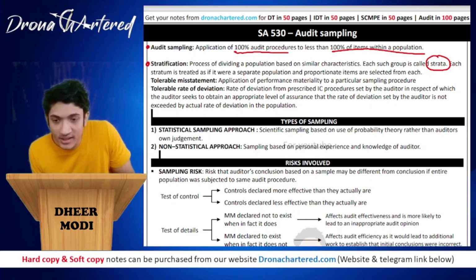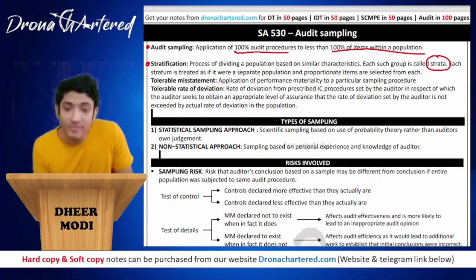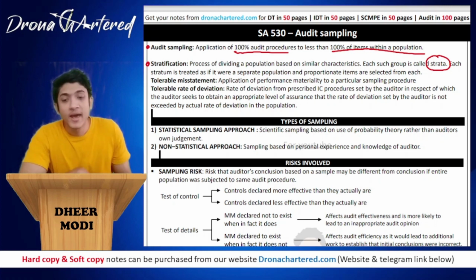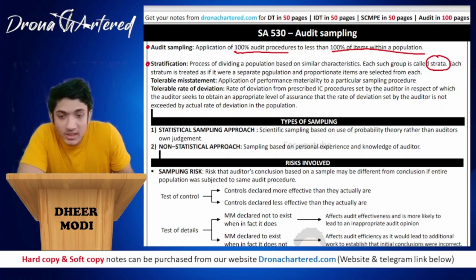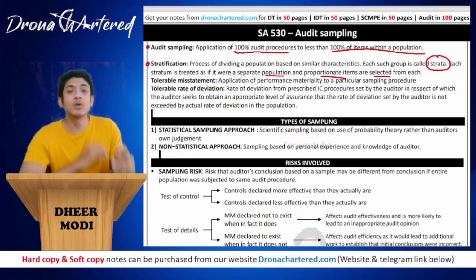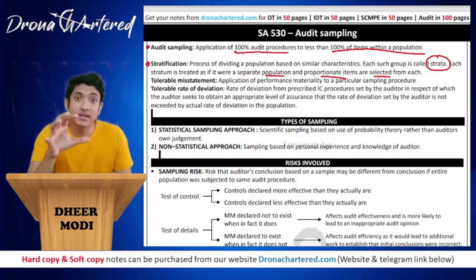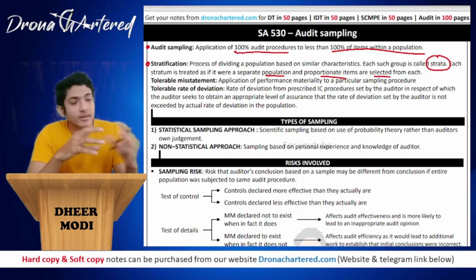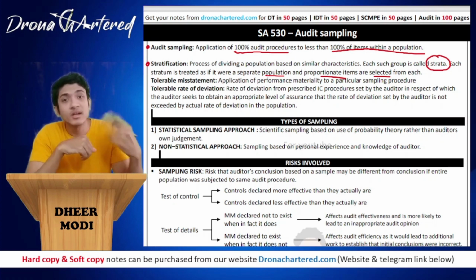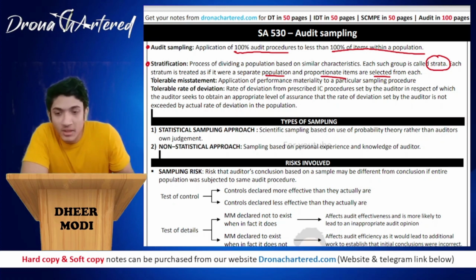Each stratum is treated as if it were a separate population, and proportionate items are selected from each. That is, since you will be selecting transactions from every stratum, you will be covering every type of transaction in your sample.